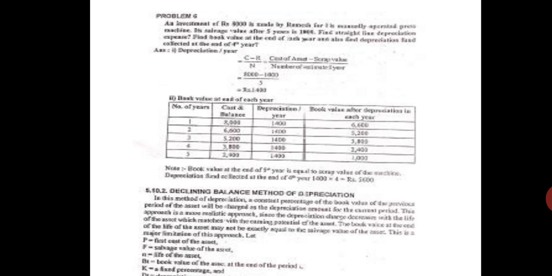Now what is the straight line depreciation method? Very simple, it is given as (C minus R) divided by N. C is the cost of the asset, that is 8,000 rupees. Scrap value is 1,000 rupees. The life that he has given us is 5 years. So (8,000 minus 1,000) divided by 5 is 1,400 rupees. So every year the depreciation is fixed and the value of the depreciation is 1,400 rupees. This is known as the straight line depreciation method.